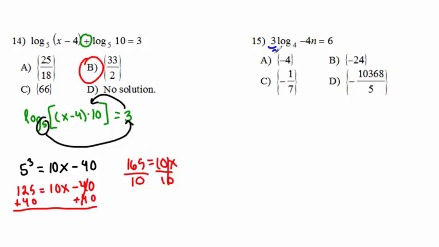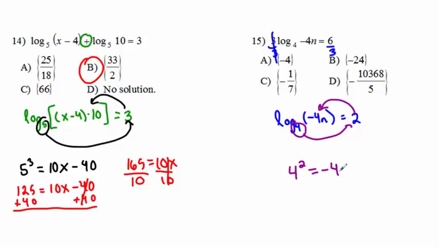15. Let's divide by the 3 that's in front because we want the logarithm to be by itself. Then we will rearrange. So this is 4 squared equals negative 4n. So this is 16, and we're going to divide by negative 4. 16 divided by negative 4 is negative 4. So our answer is A.